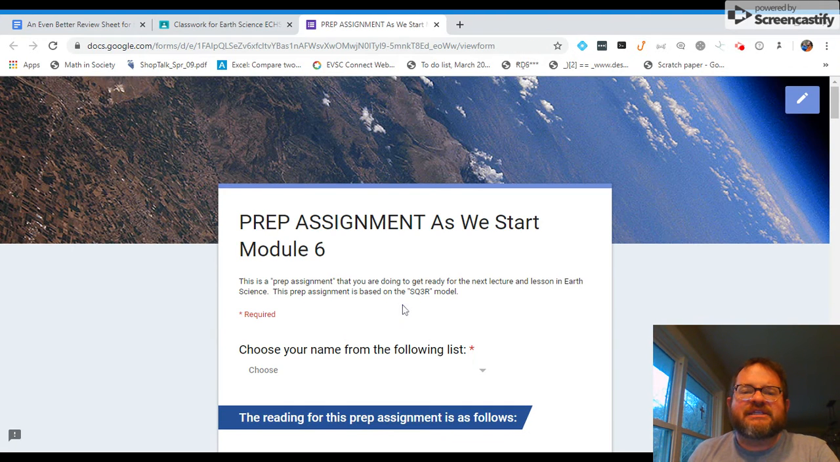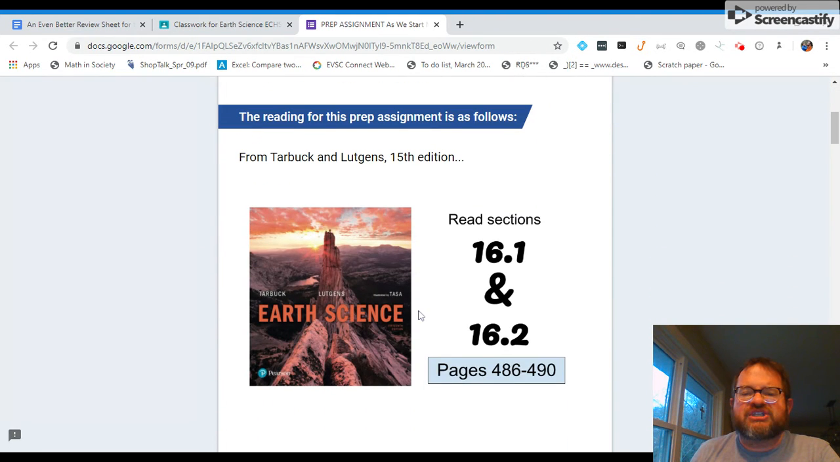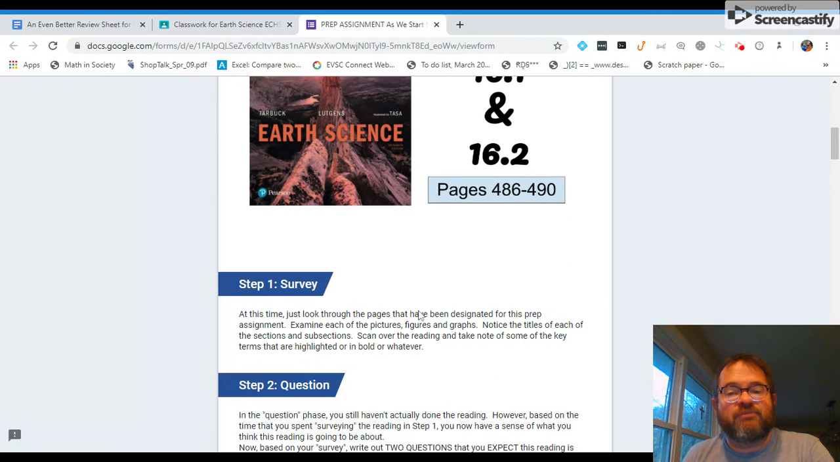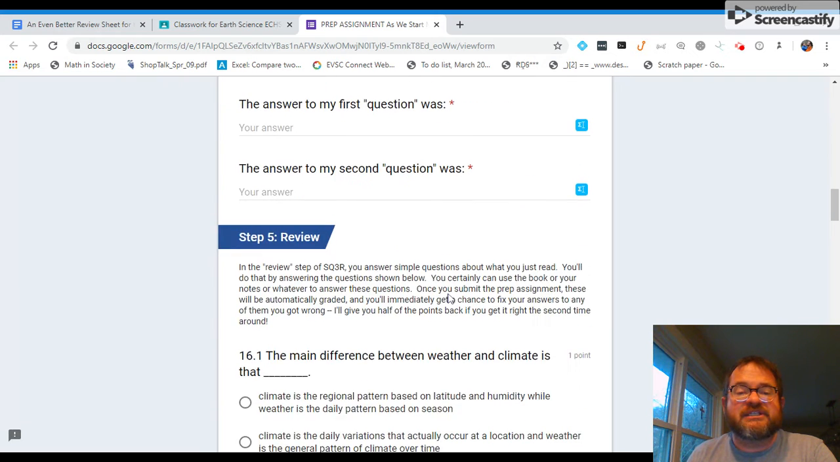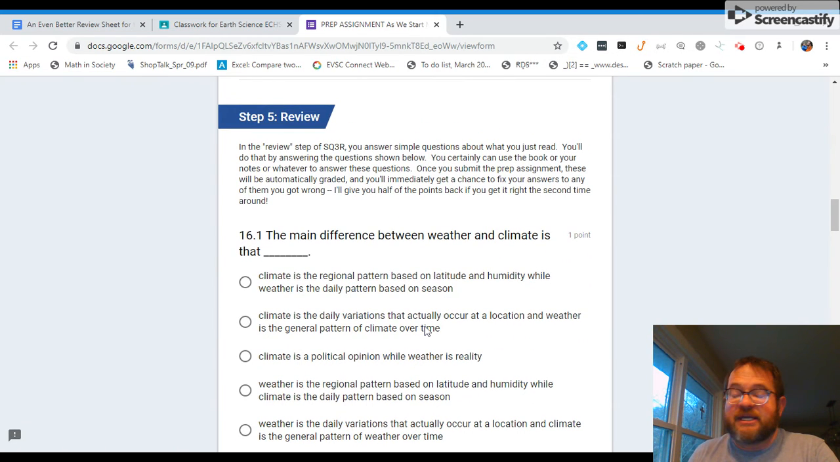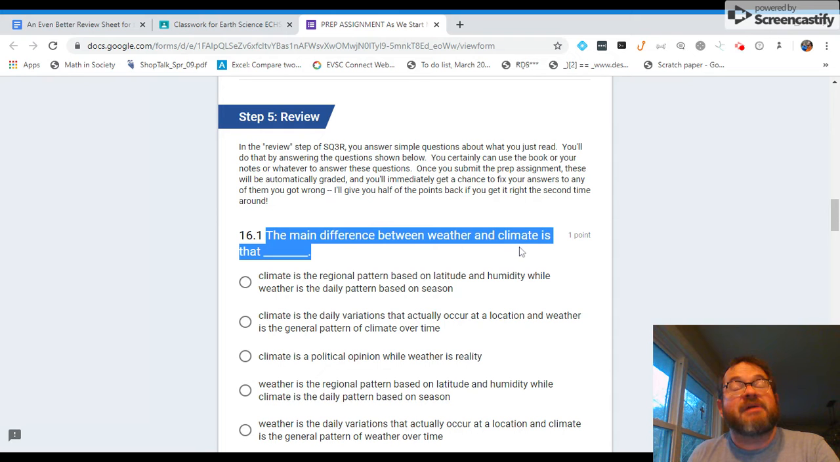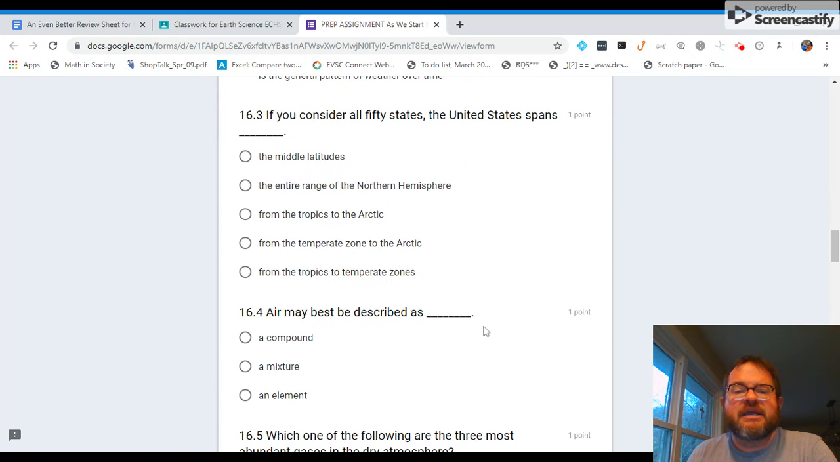So for this reading assignment, you were doing sections 16.1 and 16.2, and those are very definitely on the test. So if you need to go back and review those or take a look at the questions that were back here, that'd be a good idea. Remember, that was the day, for example, that we learned about the differences between weather and climate. I can assure you that there are questions on the test about the differences between weather and climate.